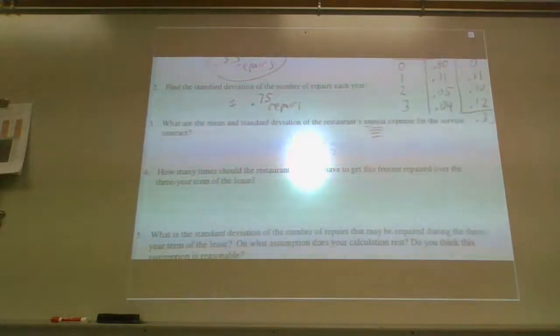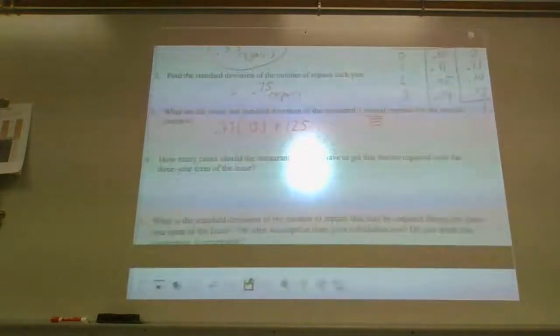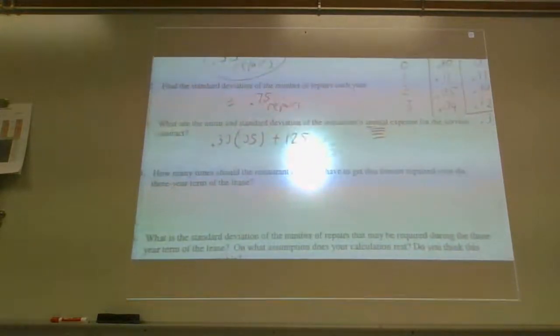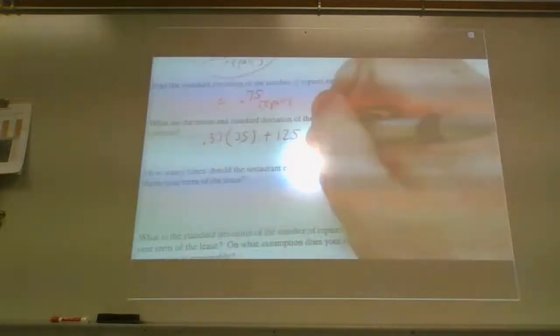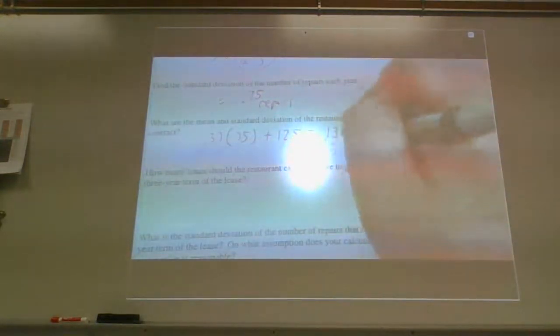Let's see. 0.33 times 35 plus 125. Oh, you can't see it. It's frozen. There it is. 0.33 being the number of repairs, $35 per service charge, meaning per repair, obviously. Let's see what happens here. 0.33 times 35 plus 125 is 136.55.